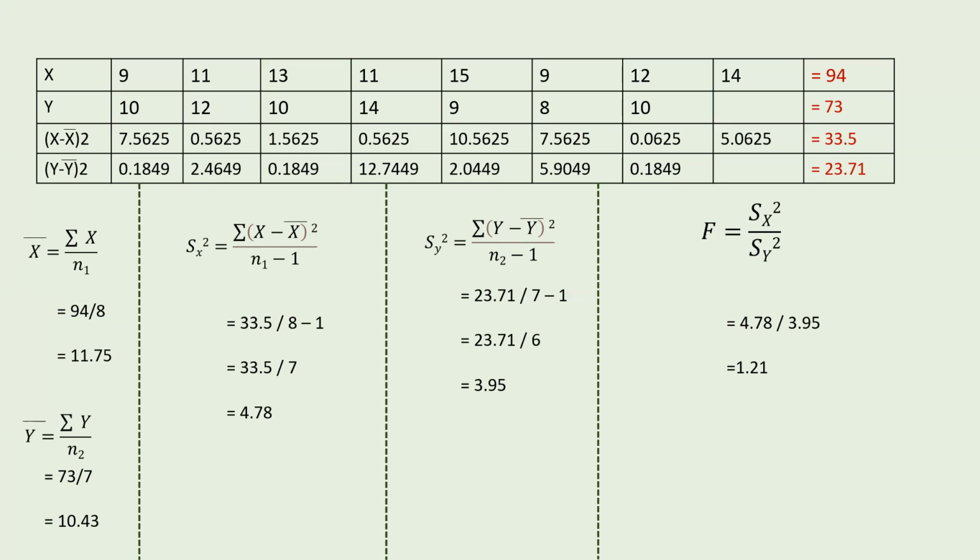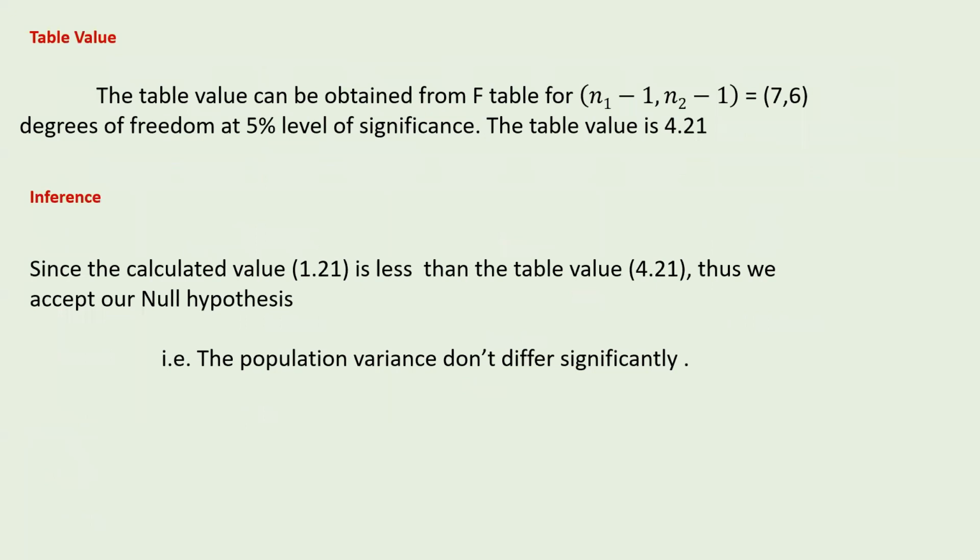What we have to check next is the table value. The table value can be obtained from the F table for n1 minus 1, n2 minus 1. That gives us 7, 6 degrees of freedom at 5% level of significance. So the table value is 4.21. So this is the table value. The last step will be writing the inference.